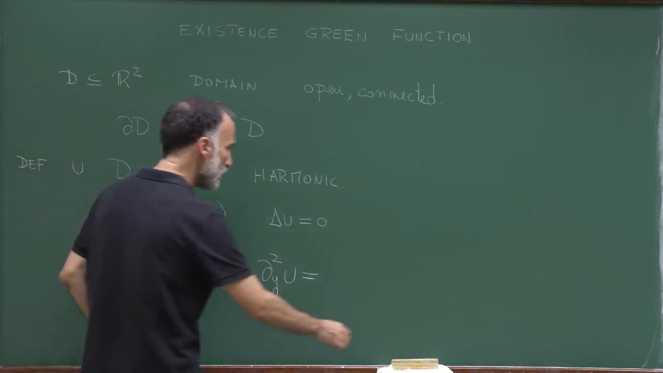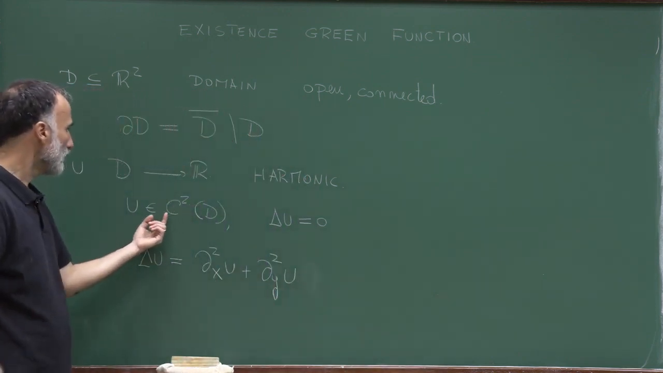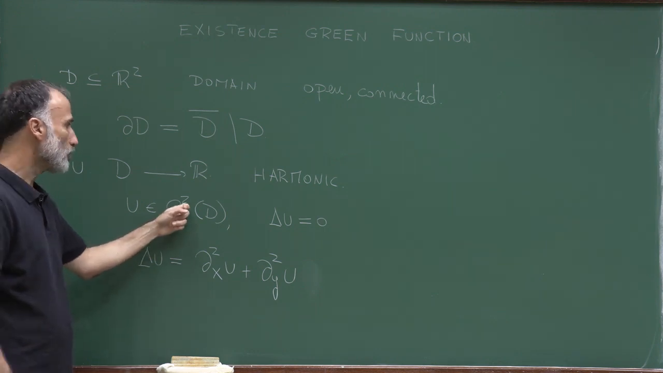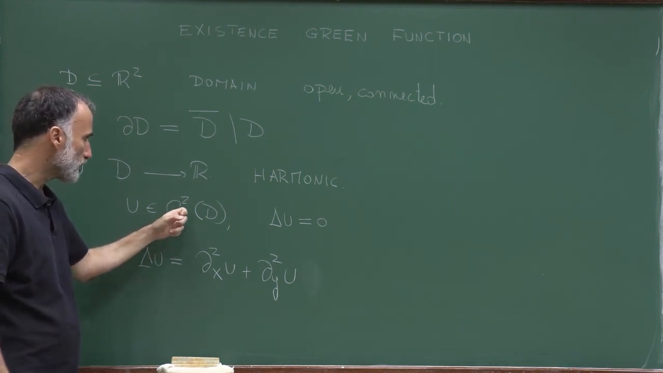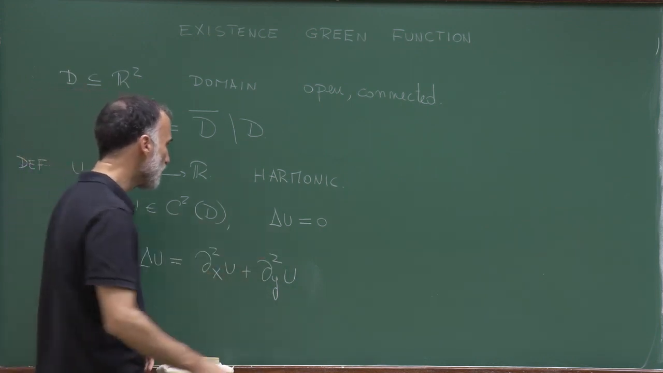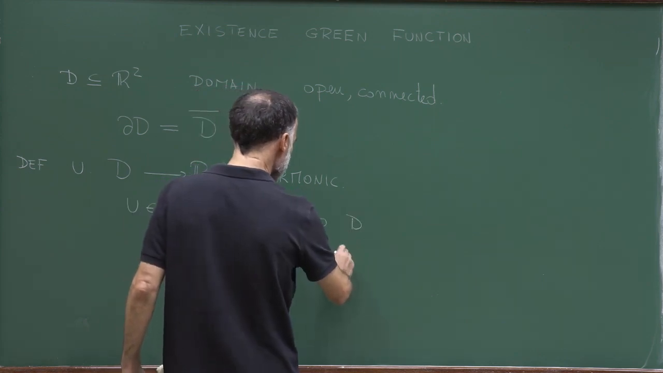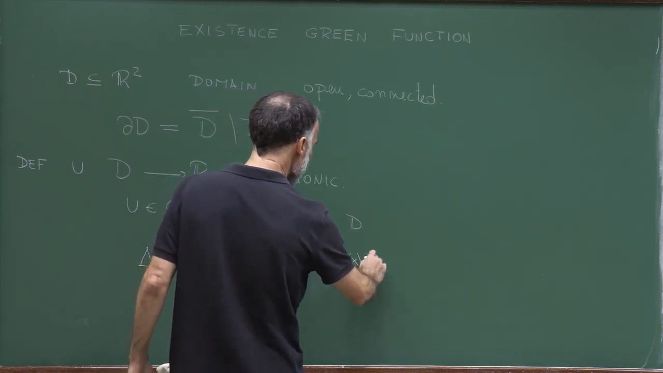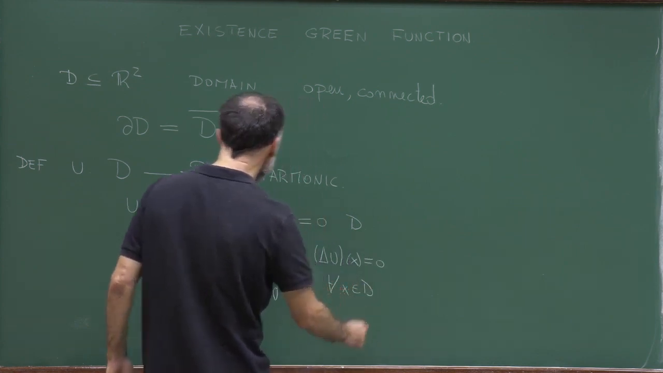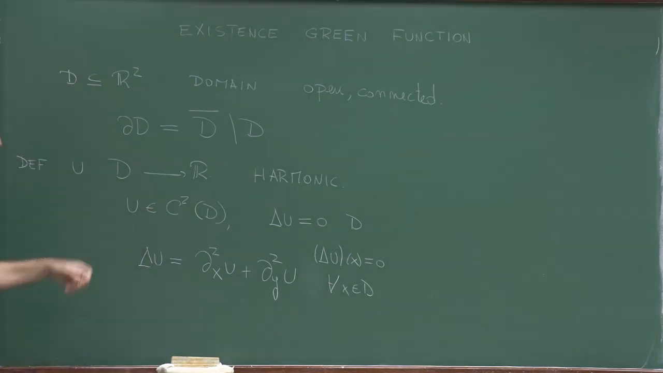So saying that U is harmonic is to say, first, I need U to be at least two times differentiable, but I will also assume that the second derivatives are continuous, and then that the Laplacian of U is equal to 0 at all points of D. So this means that the Laplacian of U, computed at x, is equal to 0 for all x in D. So this is the definition of a harmonic function on D.